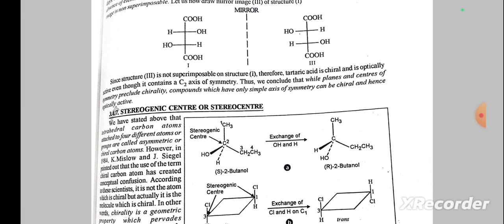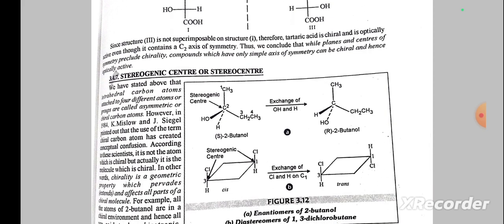Stereogenic center or stereocenter. We have stated above that a tetrahedral carbon atom attached to four different atoms or groups is called an asymmetric or chiral carbon atom.